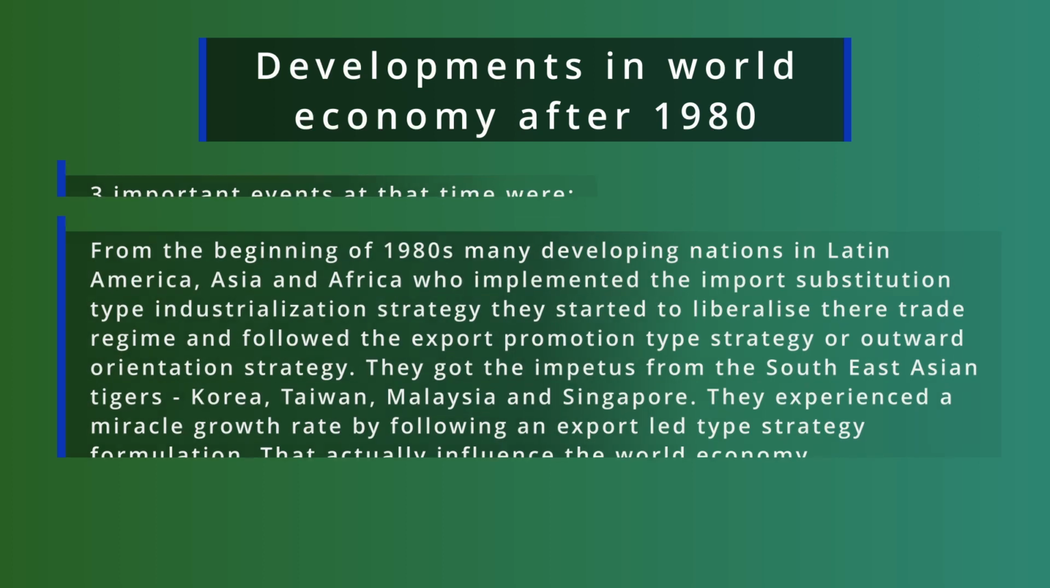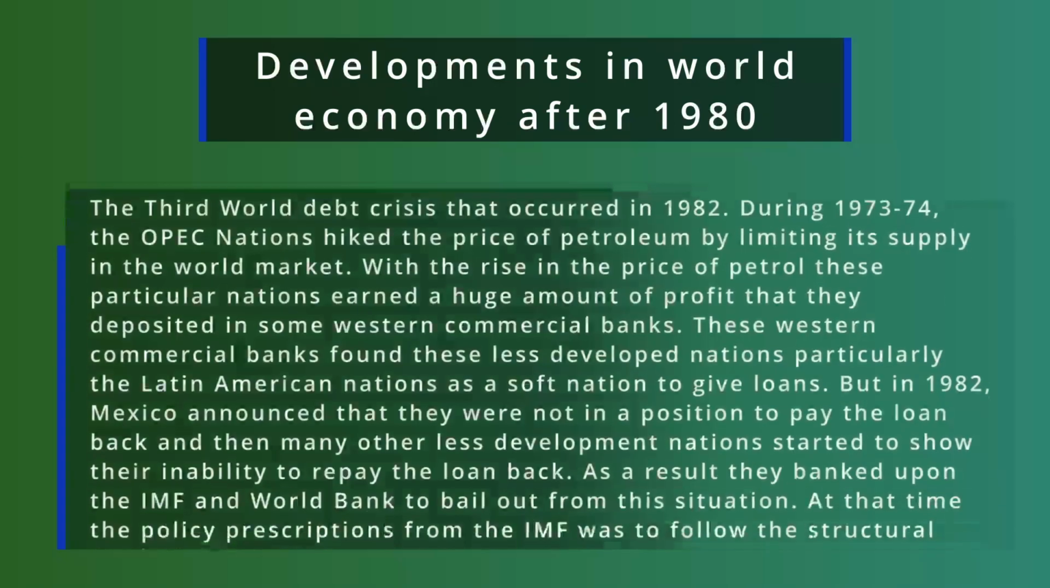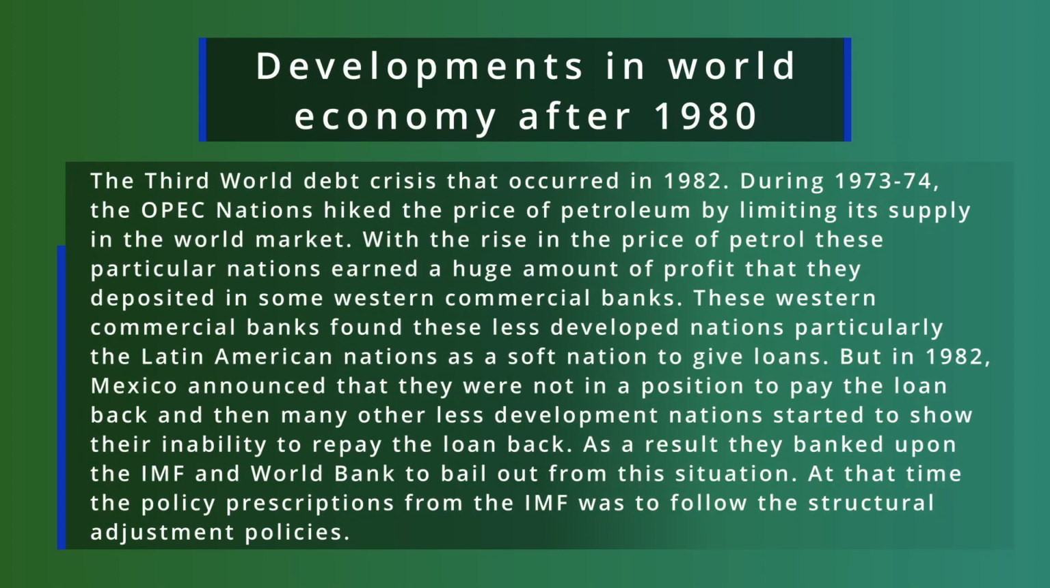And that influenced the world economy. The third important event at that time was the Third World Debt Crisis in 1982. During 1973-74, the OPEC nations raised the price of petroleum by limiting its supply in the world market. With the rise in the price of petrol, these nations earned a huge amount of profit that they deposited in Western commercial banks. These banks found less developed nations, particularly some Latin American nations, a soft option to give loans to.